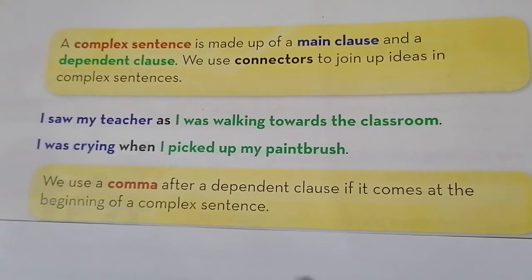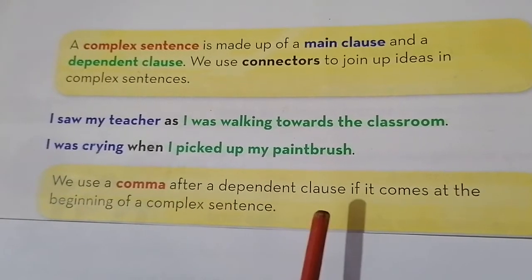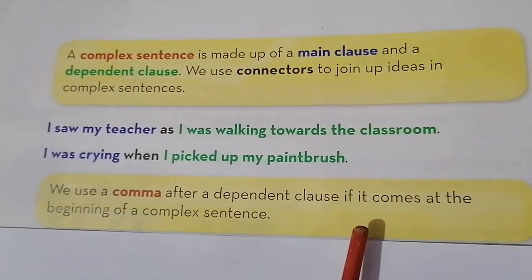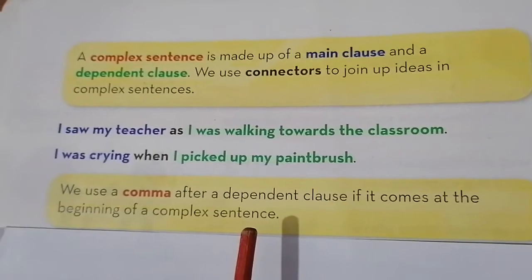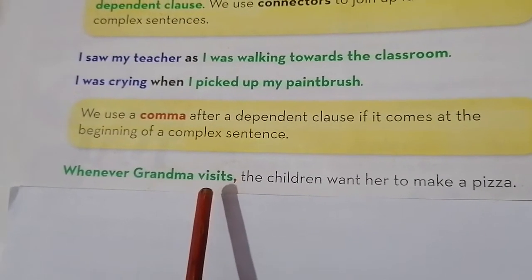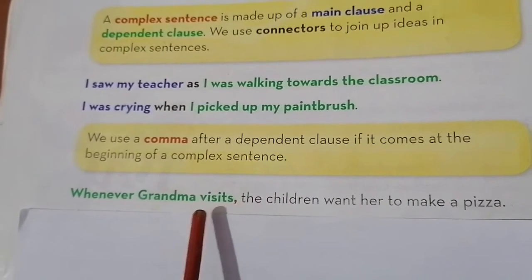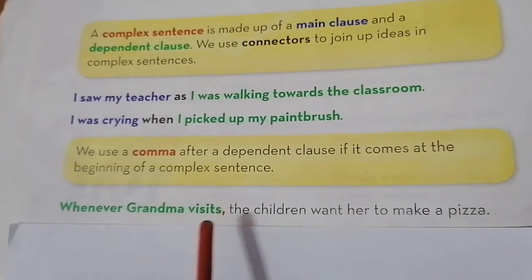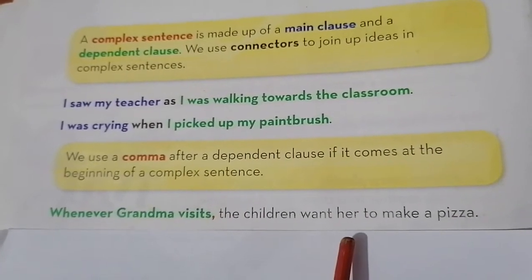Here is a rule for you to remember, dear students. We use a comma after a dependent clause if it comes at the beginning of a complex sentence. For example, whenever grandma visits. Now you can see, whenever grandma visits is a dependent clause. So we'll put a comma after it. Then the main clause: the children want her to make a pizza.